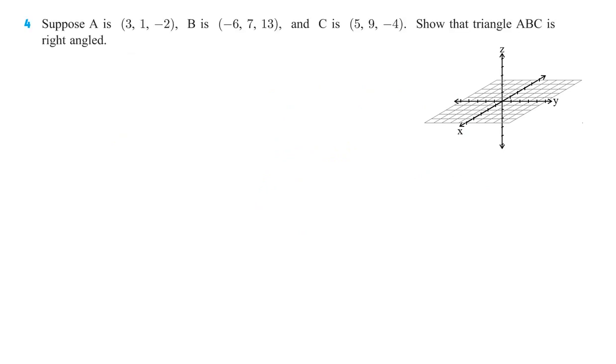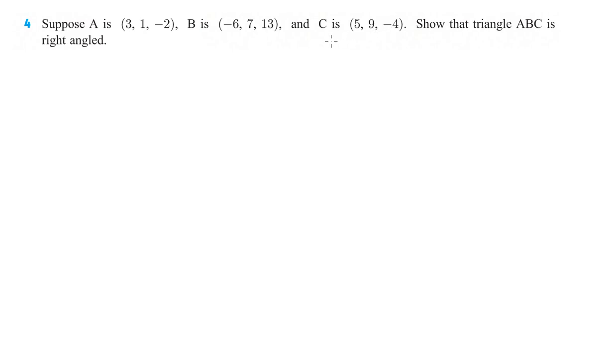All right, moving on to a different one here. Let's see, I'm going to get rid of that. Suppose A is (3, 1, -2), B is (-6, 7, 13), and C is (5, 9, -4). Show that triangle ABC is right angled.